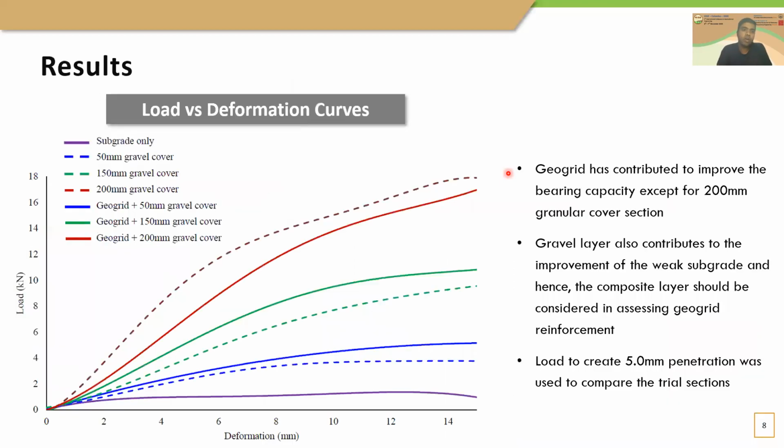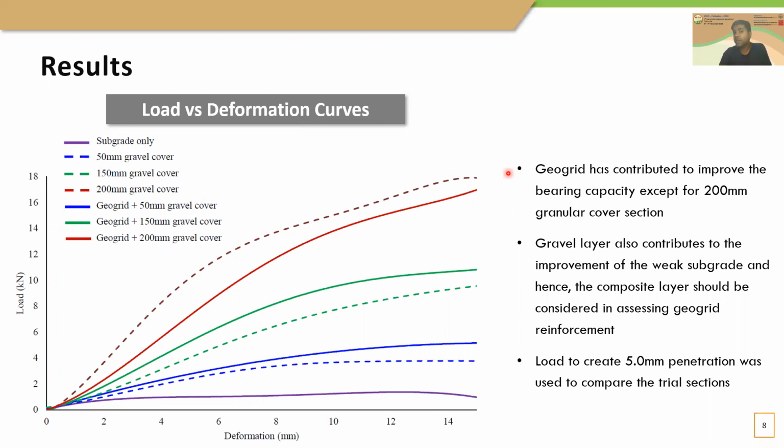So this is the load versus deformation curves. As you can see, from all the curves, compared to the subgrade only condition, we can see an improvement in both unreinforced and reinforced sections. So Geogrid has contributed to the improvement, as you can see in the loading curves, except for the 150 millimeter granular cover thickness one, where you can see the unreinforced one has performed much better.